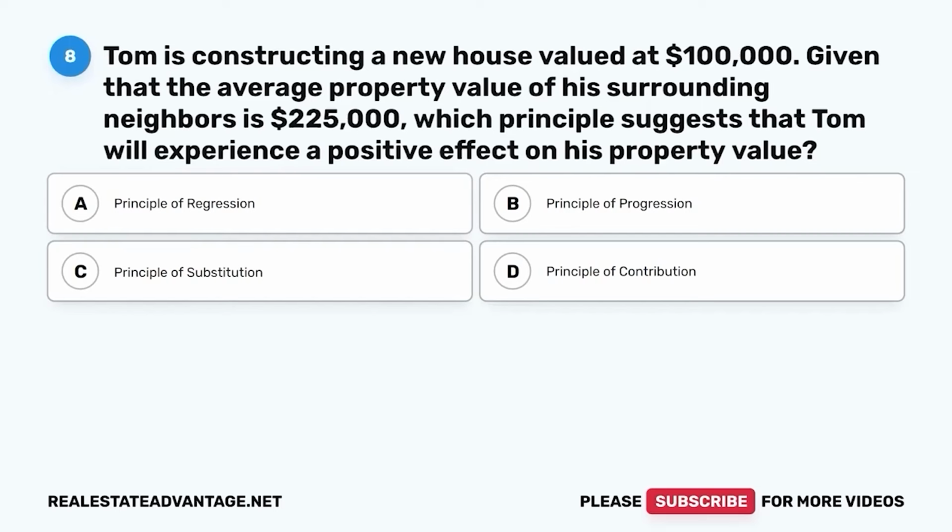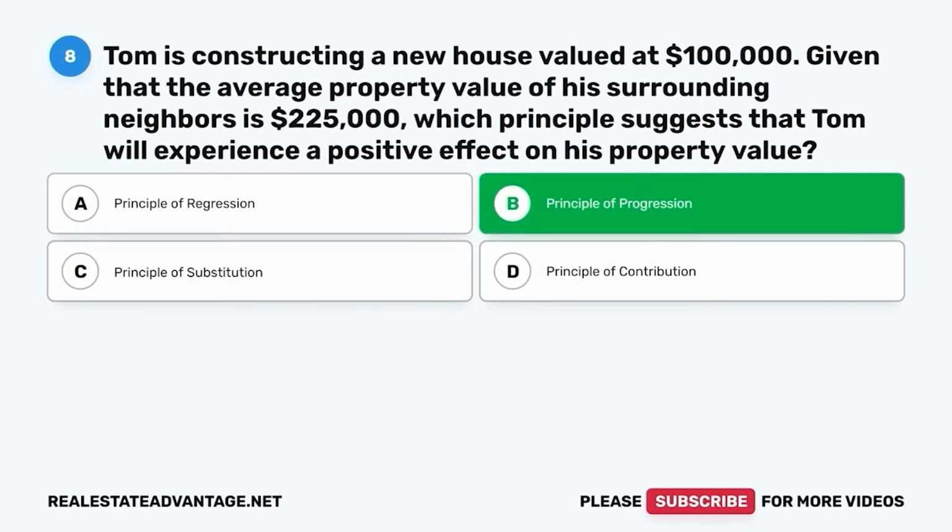Question 8. Tom is constructing a new house valued at $100,000. Given that the average property value of his surrounding neighbors is $225,000, which principle suggests that Tom will experience a positive effect on his property value? A. Principle of regression. B. Principle of progression. C. Principle of substitution. D. Principle of contribution. The correct answer is B.